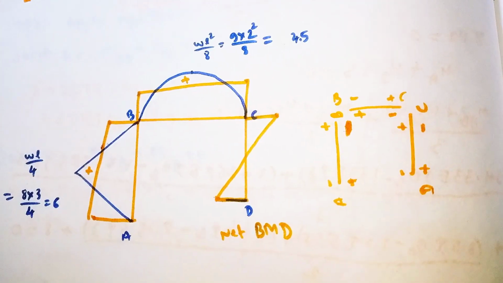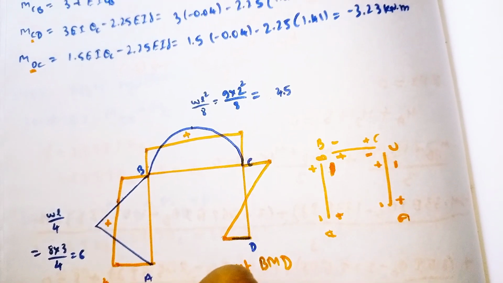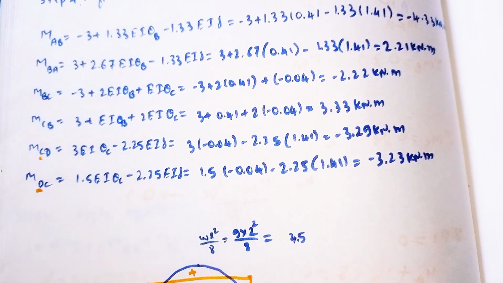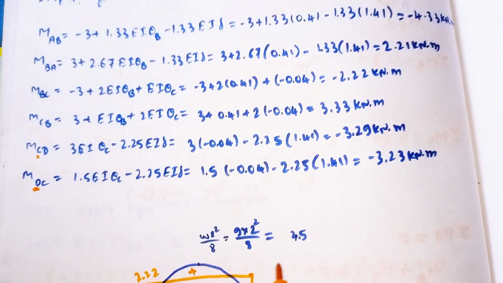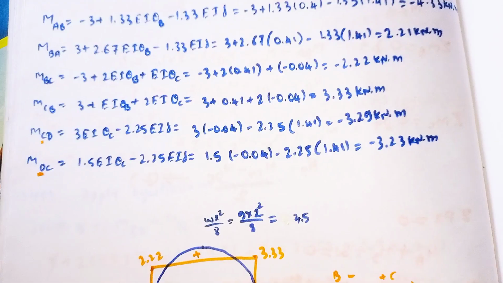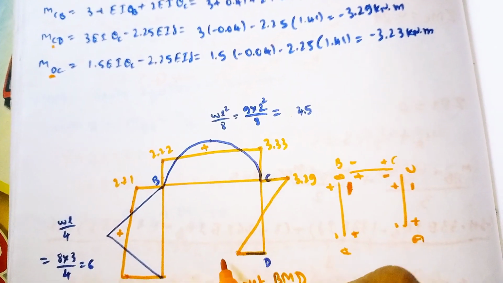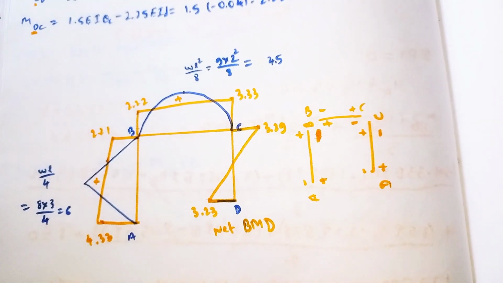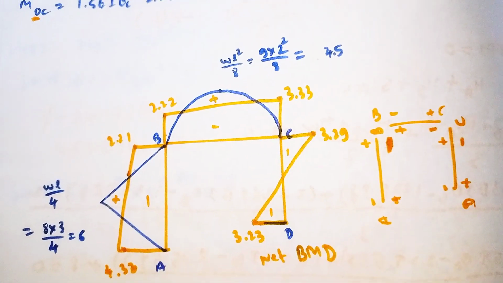If you want, you can write down all the values here. Here 4.33, and our MBA value is 2.21, and here 3.33, and here also minus 3.29. So you can write down all the values if you want. So this is our net bending moment diagram. This is negative, here also negative.